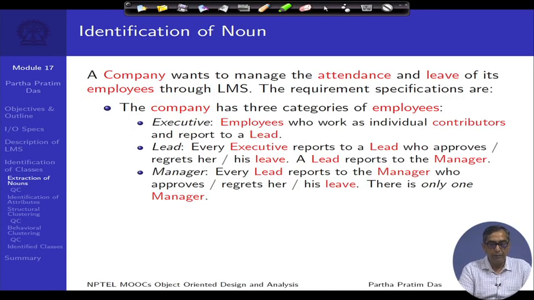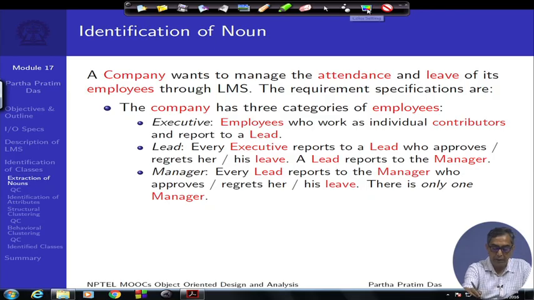I am again reproducing the beginning of the document, and now you can see that I have highlighted certain words in red. Let me make the pen tip blue now. The company is certainly a noun. If you keep reading, wants to manage the attendance, attendance is a noun, and leave is a noun, office employees is a noun. Through LMS, LMS also is a noun, but we have not highlighted it here, because it is obviously an irrelevant term so far as the nouns or classes of the domain are concerned.